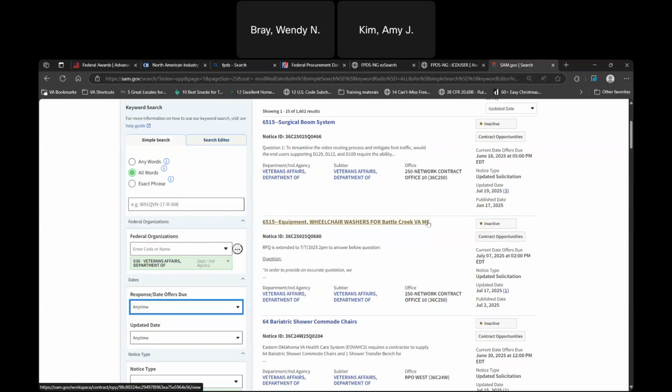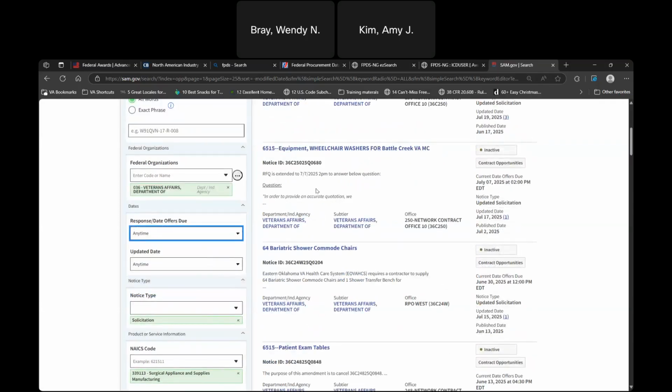If you use the VISN map, if you just put it in any search engine, and of course go to the VA website, it'll pull up the map and you'll see what state or what NCO this opportunity is coming out of. That information is also mentioned here when you open up the solicitation.